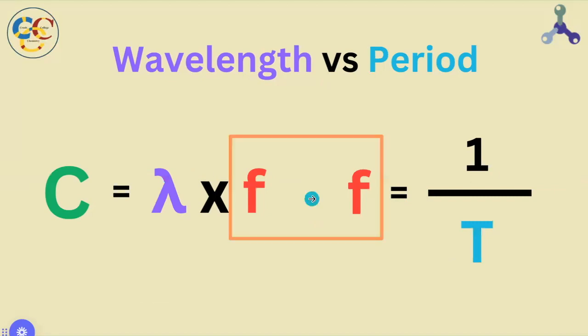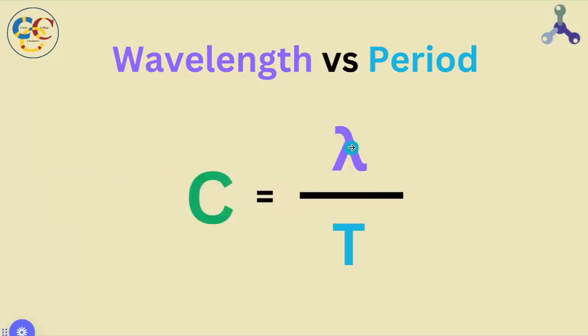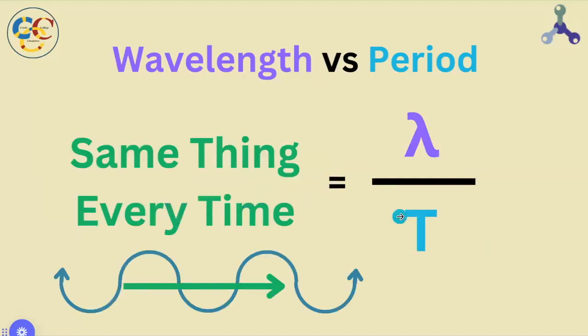The fact that frequency shows up in both of these equations means that we can combine them together. We've used what's called substitution to marry both wavelength and period into the same equation. More succinctly, c equals wavelength divided by period. We've established earlier that c is a constant, so whatever it equals is the same thing every time.